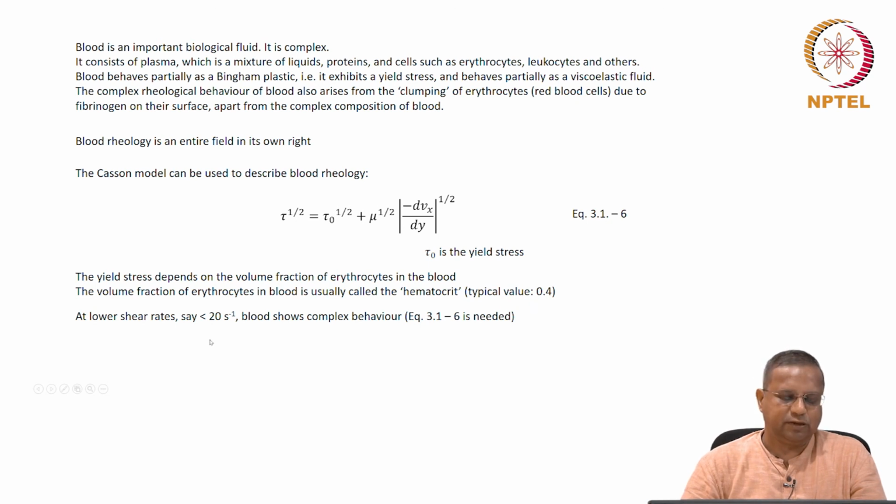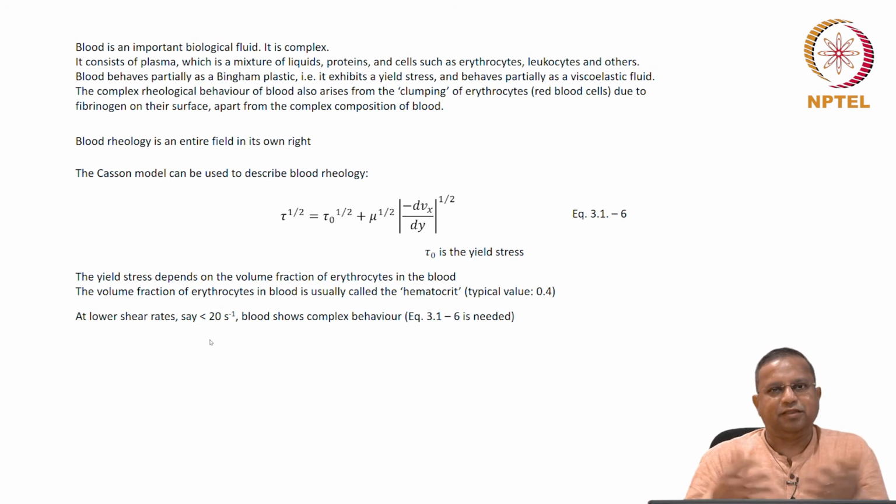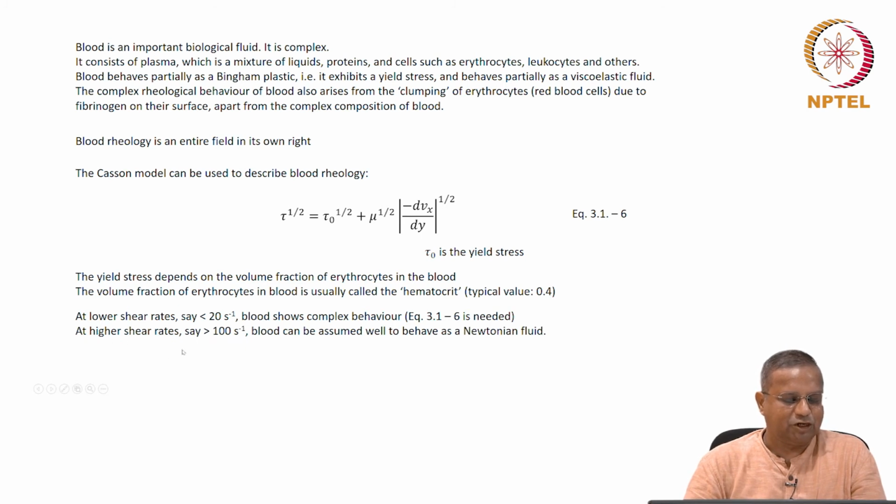Interestingly, at low shear rates of less than 20 per second, the blood shows complex behavior. So, if the blood is flowing slow, then you need to worry about the complex nature of blood. If the blood is flowing fast, as in some blood vessels, then it behaves very close to a Newtonian fluid. So, if you are studying the blood flow in certain large arteries, you can approximate it to Newtonian flow, and there won't be much of a problem at all. That is, at high shear rates greater than 100 per second, the blood can be assumed to behave as a Newtonian fluid.